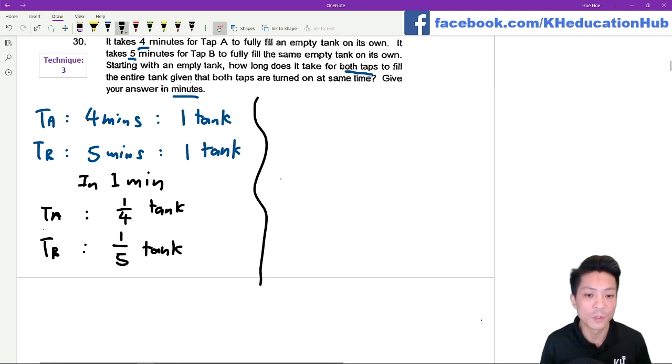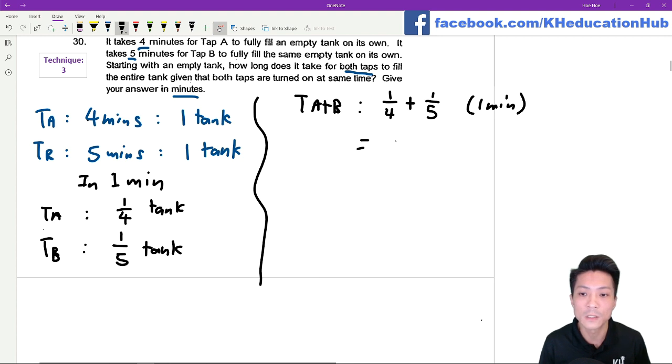Okay, if we were to turn them on together, tap A plus B, what fraction of the tank can they fill up in 1 minute? This is 1 minute. Okay, 1 over 4 plus 1 over 5. This is going to give me 9 over 20.